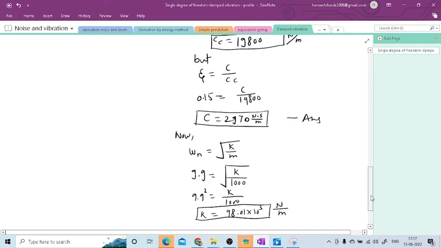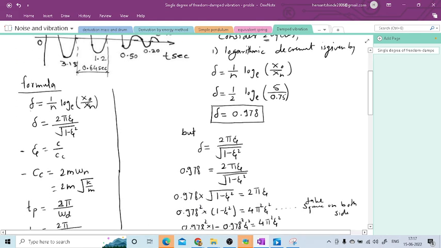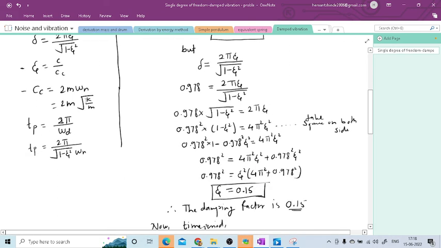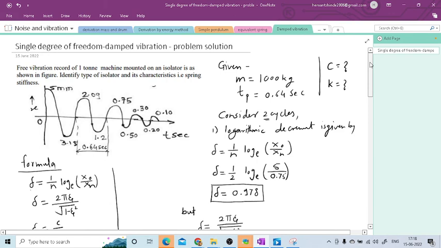So the problem given to us depends completely on damped vibration. In damped vibration, the formulas that I have used are, first, the logarithmic decrement, from which we got the value of zeta, then C by Cc, but we don't know the value of K. In the given data they have given the time period. From the time period I determined omega n, and I put this omega n into Cc, so we got the value of C. From that, again by using the omega n formula, we got the value of K. So this is a simple numerical on damped vibration. Please go through it. Thank you.